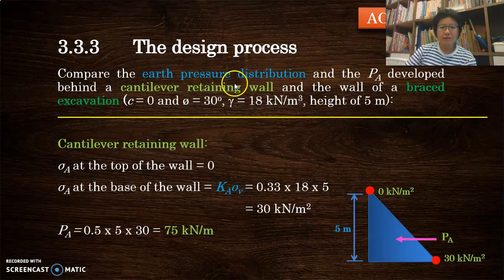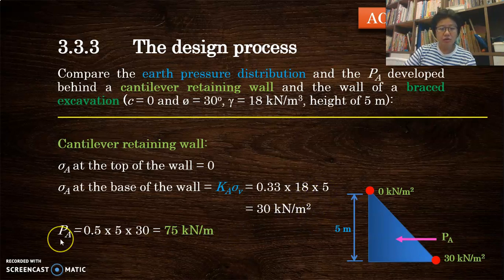Okay, a quick example. You want to compare the earth pressure distribution and the active thrust developed behind 1. a cantilever retaining wall, and 2. a braced excavation. Before we look at the braced excavation, let's look at the cantilever wall. We need not draw it out because it's a simple one. It just says that we want the pressure diagram. The wall height is 5 meters, and at the top of the wall the pressure is obviously 0. The pressure at the base of the wall is 0.33, that's Ka, the active earth pressure coefficient, multiplied by sigma V. Sigma V we know is the gamma of the soil multiplied by the depth, 18 times 5. That's the answer you get.